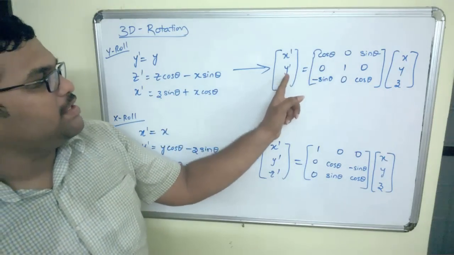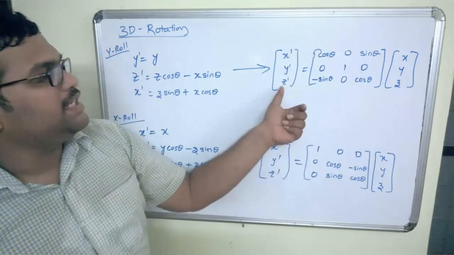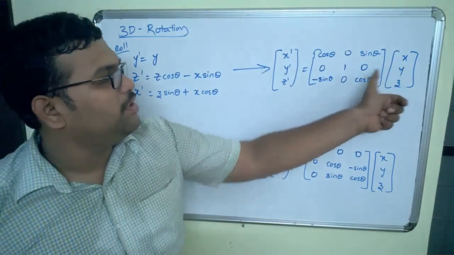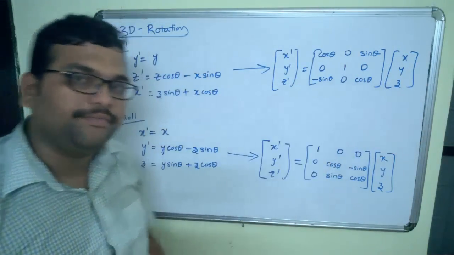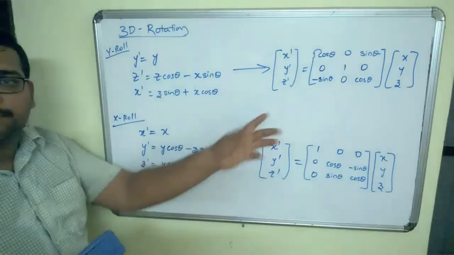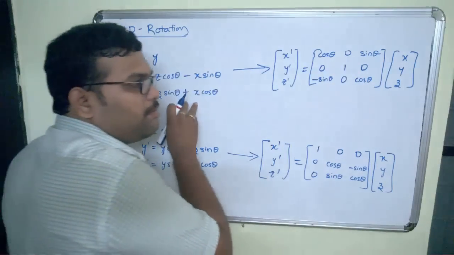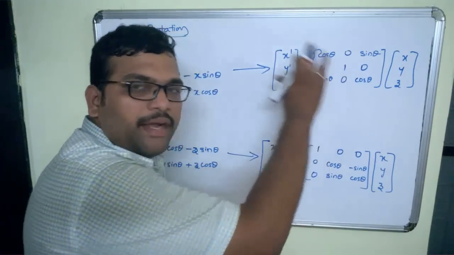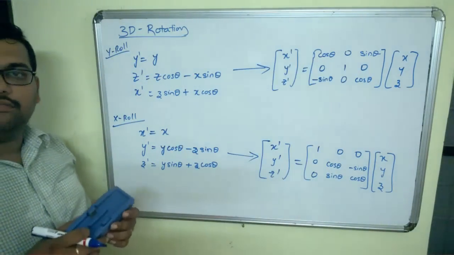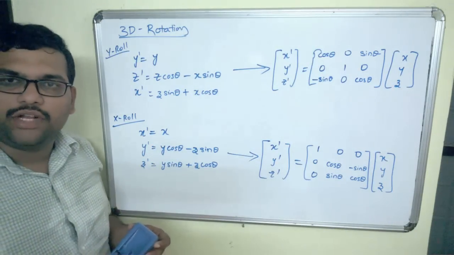And similarly y dash is equal to 0 into x plus y plus 0, z dash is equal to minus x sin theta plus 0 into y plus z into cos theta. So be careful while writing the matrix representation, because first we need to write the formula, and from this formula we need to write the matrix representation. So this is all about this rotation, 3D rotation.